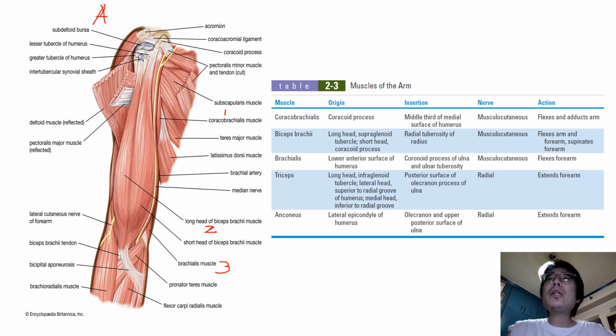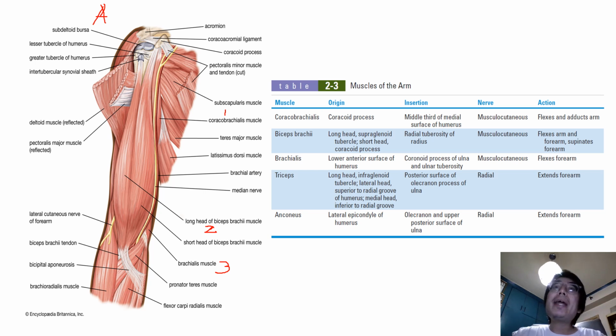Next, let's go into the muscles of the arm. For orientation, this is the anterior view of the right arm, and we start with the coracobrachialis over here. The coracobrachialis is deep to the biceps brachii, which is the largest muscle in this region.